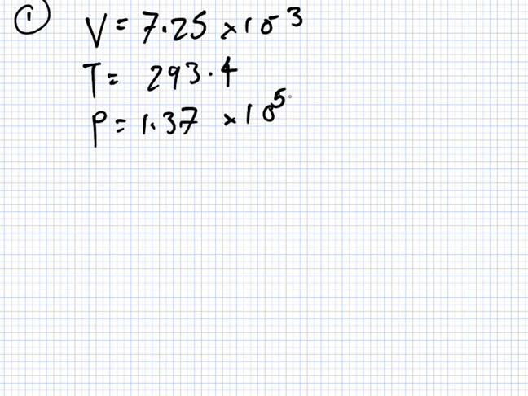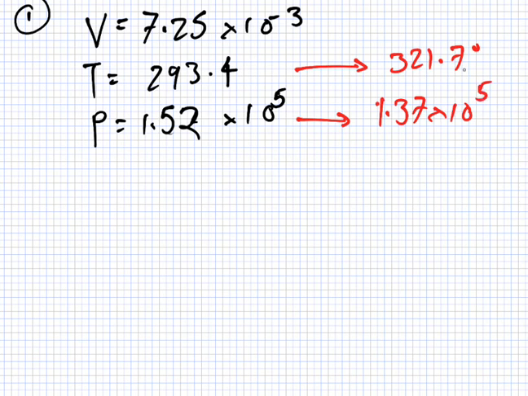Okay, so what happens is the temperature increases and the pressure increases. So the temperature increases to 48.7 degrees, so that is 321.7. And then the pressure, sorry, I wrote this one down wrong. It starts off at 1.52, and then it decreases to 1.37, 10 to the 5 pascals.